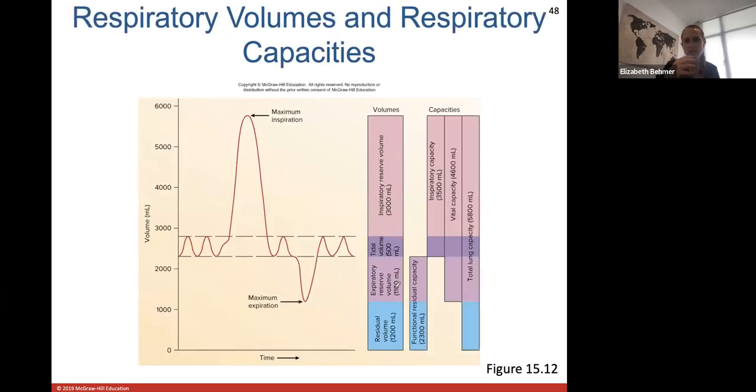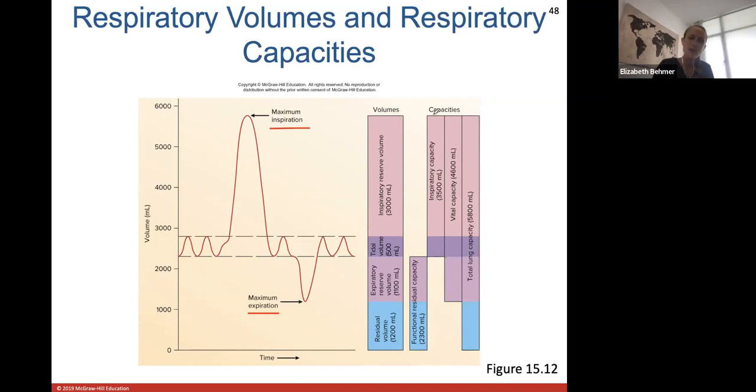And we can measure this using a device that is hooked up to the mouth. It's basically just a tube that measures how much air goes into and out of your lungs. And we get a graph that looks like this. Here's our normal tidal volume shown right in the middle. That's always about 500 milliliters. The inspiratory reserve volume gives us our maximum inspiration value. The maximum expiration will give us our expiratory reserve volume, but you'll notice here in blue is always our residual volume, which will always be about 1200 milliliters, which remains in the lungs.